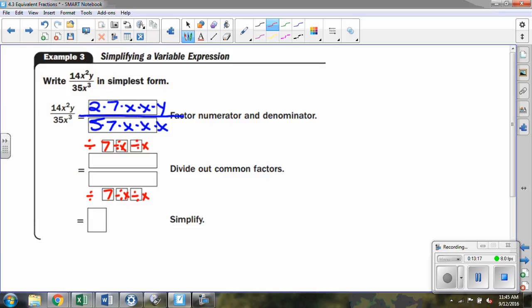What we wind up seeing then is all the stuff that they have in common. What we recognize then is that all the stuff that they have in common, top and bottom, wind up canceling each other out. When we divide out by the 7, that's gone. When we divide out by an x, it's gone. When we divide out by the second x, it's gone.